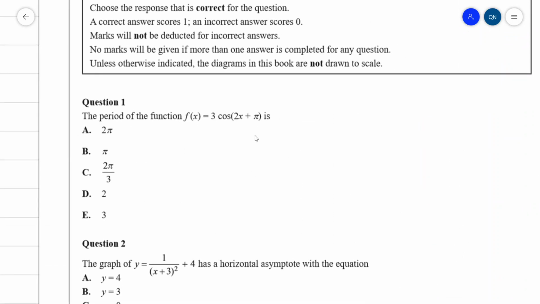Question 1, we have everyone's favorite trig question. We're given a cos function and we're asked to find the period. How do you do that? You just take 2 pi and divide it by the coefficient in front of x, which is a 2, and the answer is precisely pi.